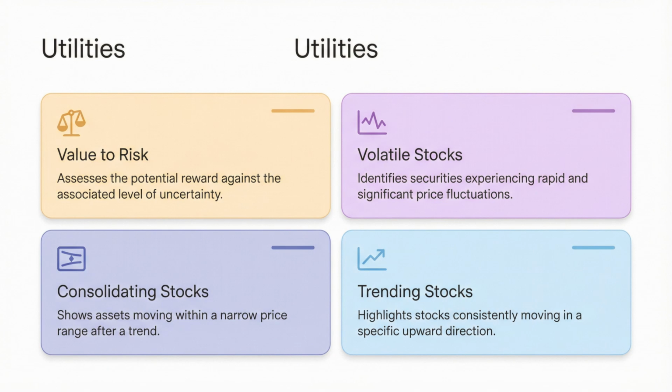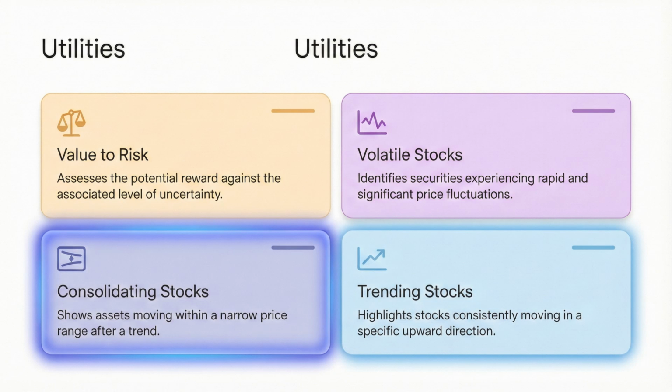Under Utilities, the material mentions several distinct services. There's a value-to-risk style option, a volatile stocks list, a consolidating stocks list, meaning stocks moving inside a range, and a trending stocks list. Each one is essentially a different lens on the market. Instead of asking which stock is good, you ask which stocks match the condition I want to trade, and the tool answers by producing a categorized shortlist.